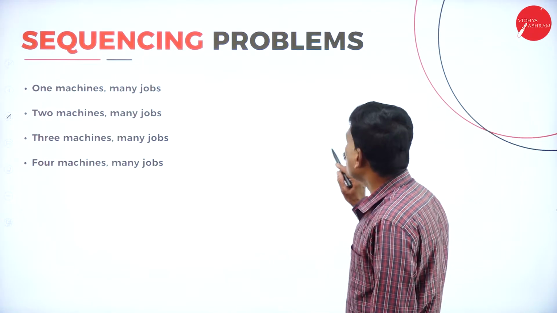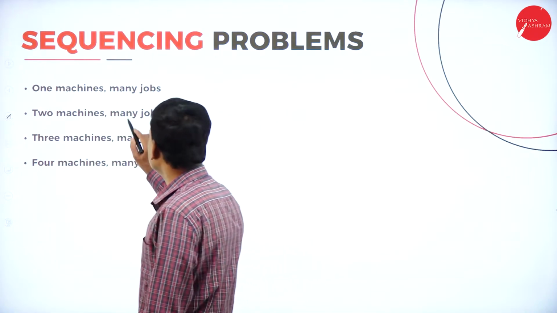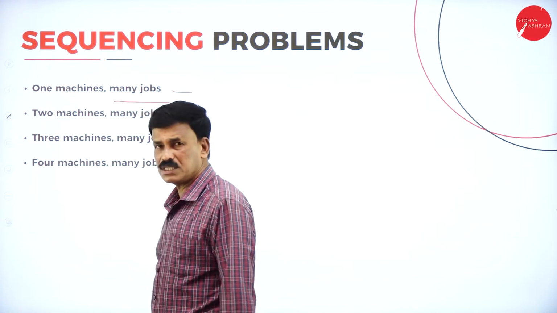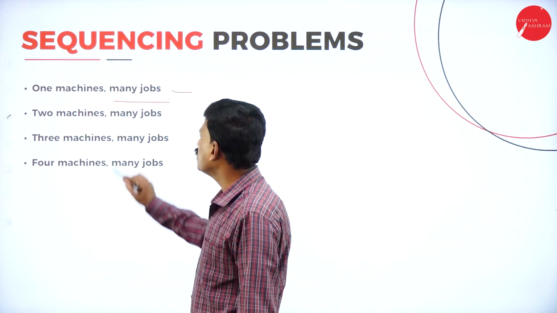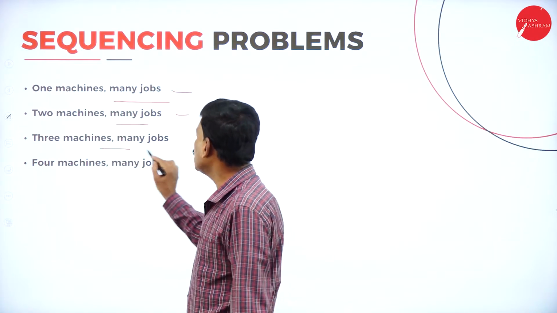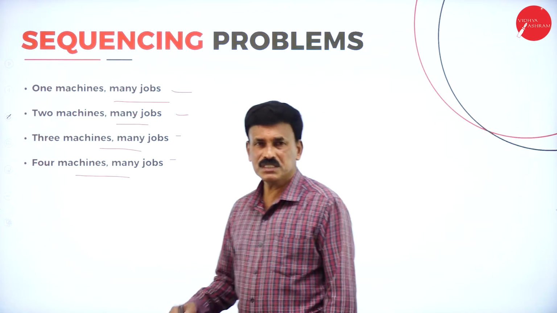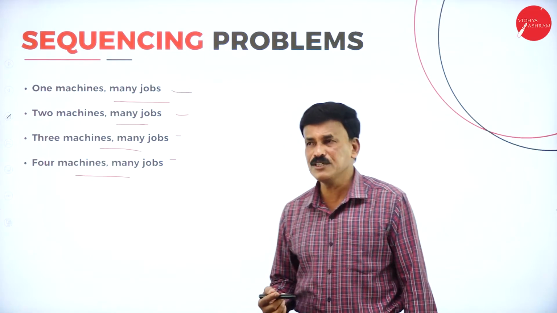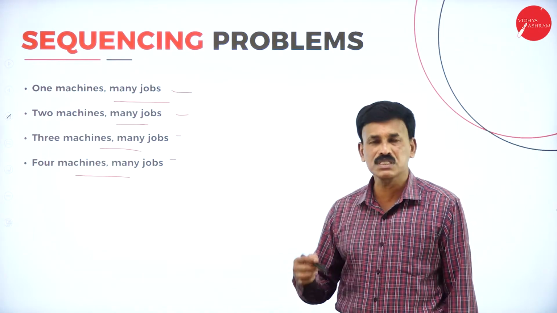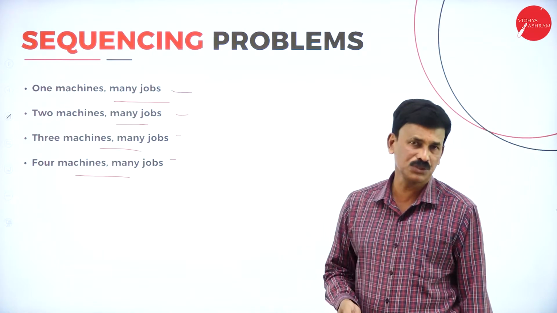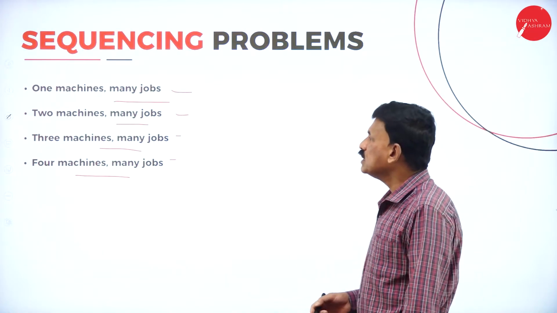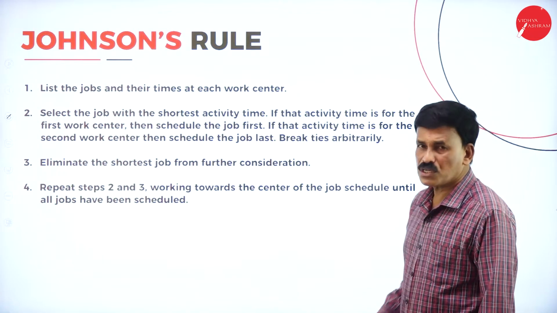So, in sequencing problems, there are different methods: one machine, many jobs; two machines, many jobs; three machines, many jobs. One machine can do so many jobs. Similarly, two machines can do so many jobs. 3, 4, n machines can do n different jobs. So here, let us learn Johnson's rule.